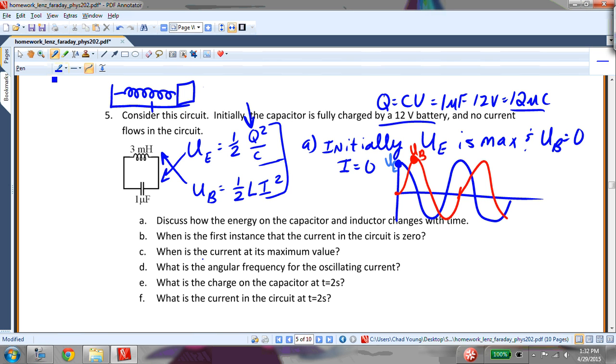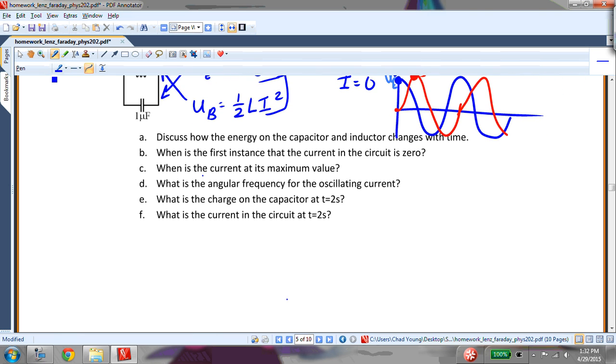Okay, what is the first instant that the current in the circuit is 0? So let's write out that function. This is part B. The function for the current is i, the current at any time, is equal to I max, that's the amplitude of the current, times sine omega t. All right, the current in the circuit will follow this sine function.